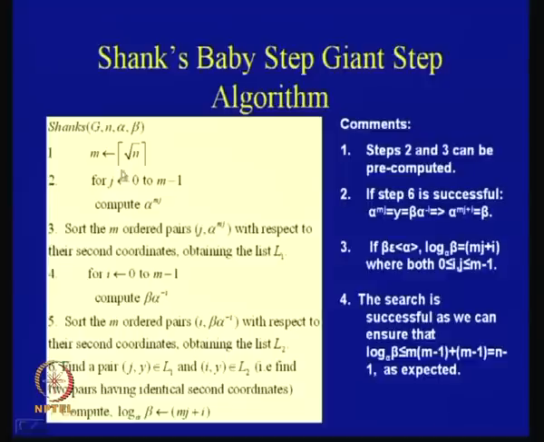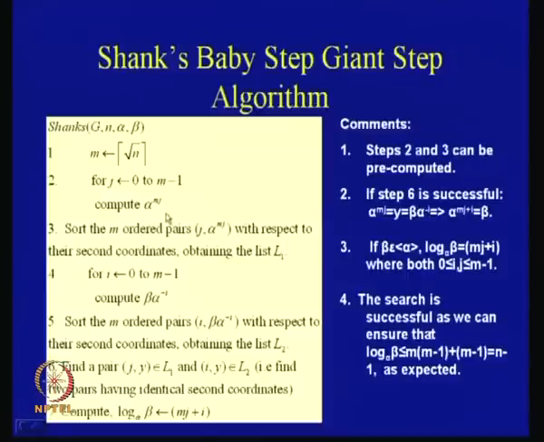So what is done is like this. First you set a variable m to the square root of n, and then you start computing alpha power of mj, where j runs from 0 to m minus 1. That is, your value of alpha power of mj is what is computed and stored.